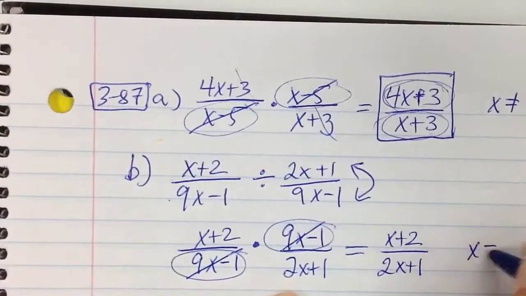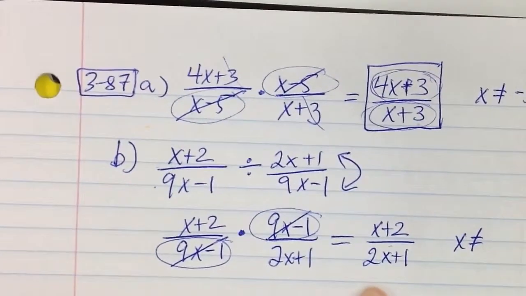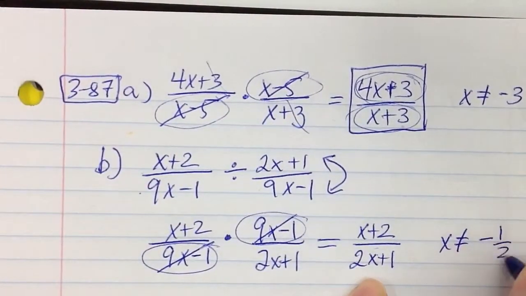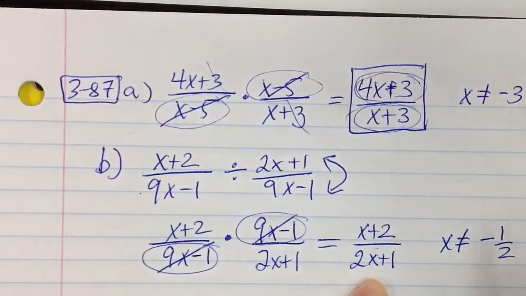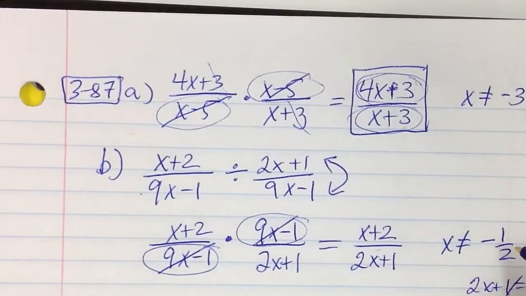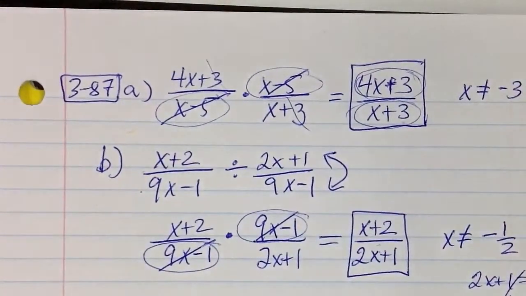Excluded values. x cannot equal what would make this equal 0? -1/2, right? If you do 2x plus 1 equals 0, subtract 1 from both sides, 2x equals -1, divide by 2, x equals -1/2. So that's the only value that x cannot equal. Put a box around your answer.